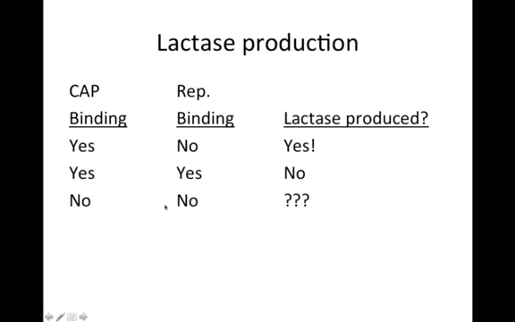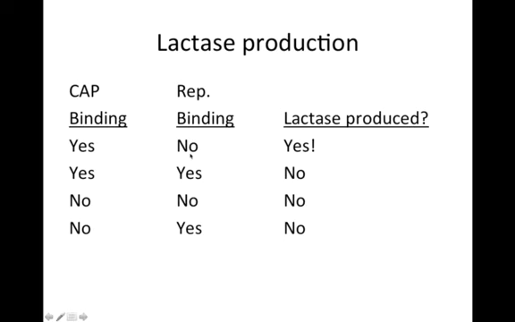What about the other way around? Now we do not have binding of the repressor, which should favor production of lactase, but we also don't have binding of CAP, which should disfavor production of lactase. So what's going to happen under these circumstances? Again, we have mixed signals, and again, this is going to be no. So in general, of these four possibilities, lactase is only going to be produced when CAP is binding and when the repressor is not binding.